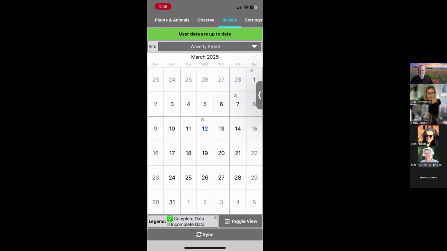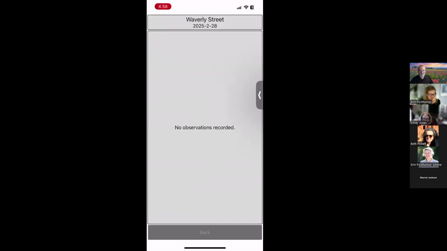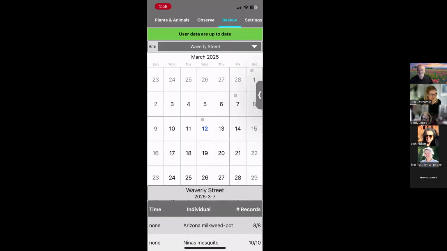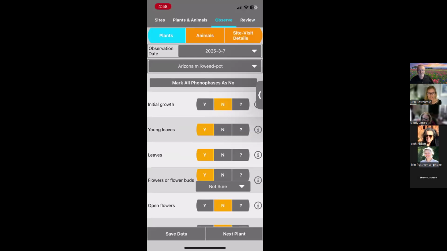You can also go back to previous observations. So if you wanted to remember, what did I say last week? You can tap on that. Oops, that didn't work. I'm trying to tap on the 7. Okay. And so I can see, oh, I made a bunch of observations last week. What did I say about my Arizona milkweed? And you can see how it says 3-7. That's telling me that this was on the 7th last weekend.